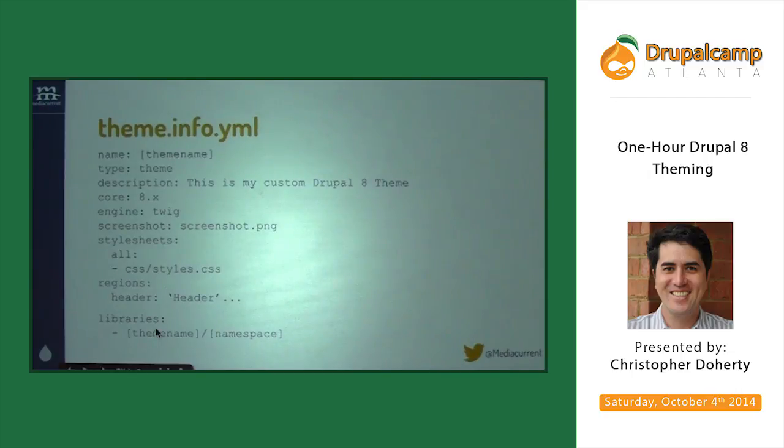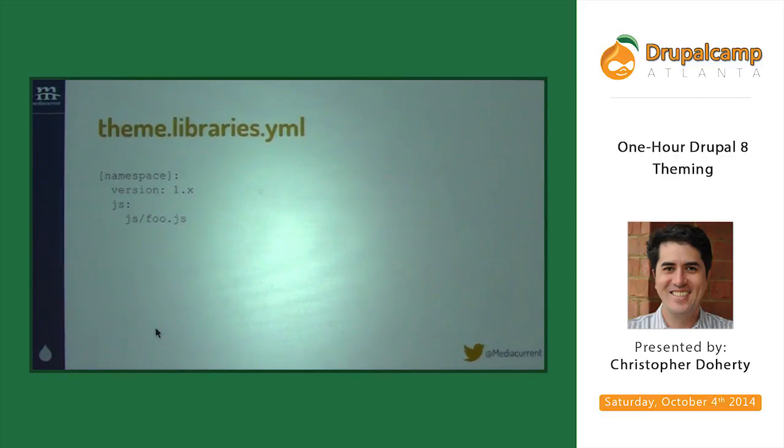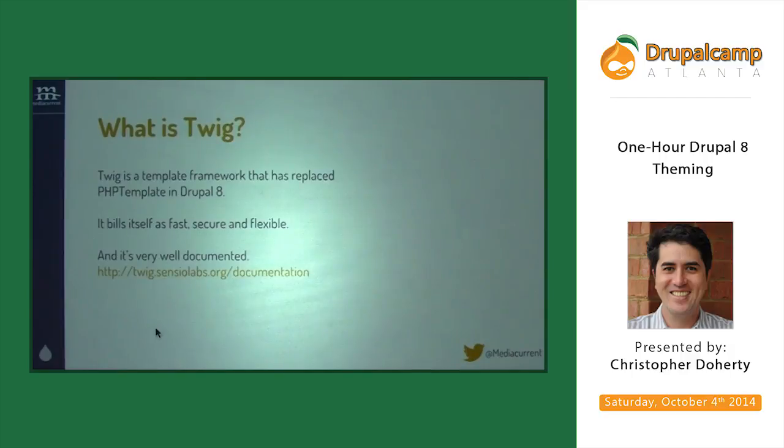And then the libraries. This handles if you wanted to put custom JS into your theme. This is talking about the libraries, just what I spoke about, the JS. So you have a namespace, a version, and then a path to the JS. And then I also talked about the theme file. This, again, replaces the template.php, and this is where your functions go.